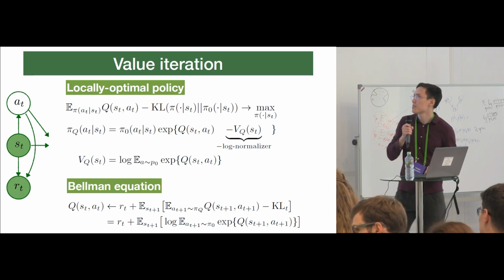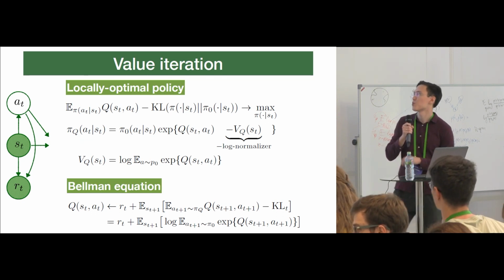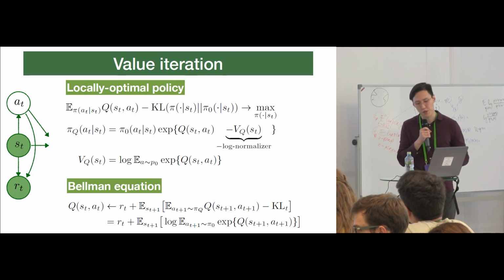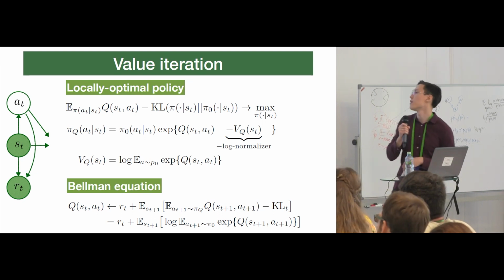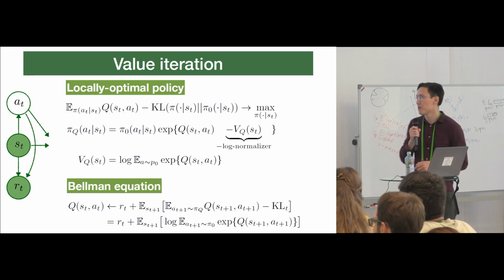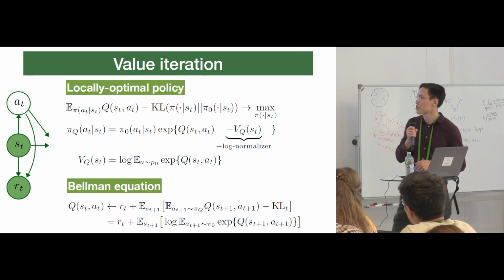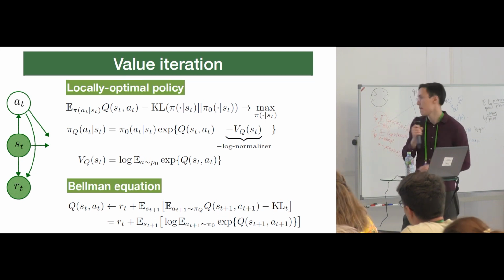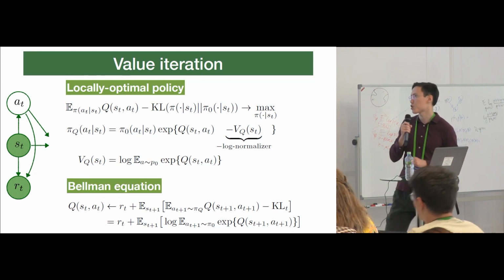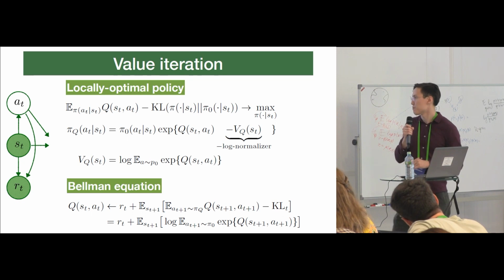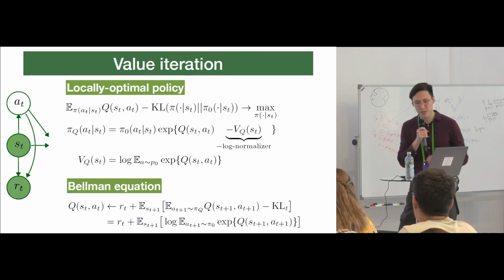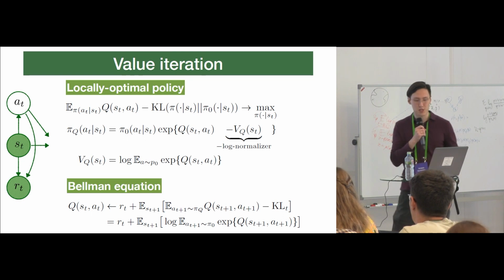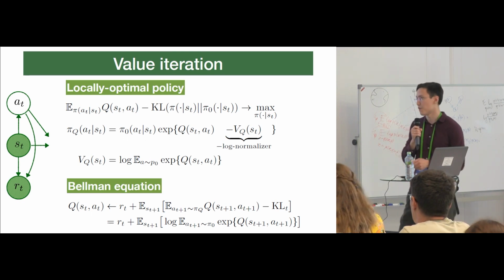And if we combine this derivation with the backup equation for the Q function, for the state action function, we can obtain a so-called Bellman equation. The Q function that satisfies this equation is guaranteed to be the Q function that corresponds to the globally optimum policy. And this Bellman equation can actually provide us with a contraction mapping such that it converges to the optimal Q value function.